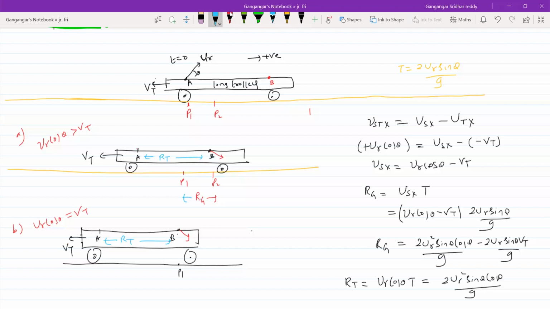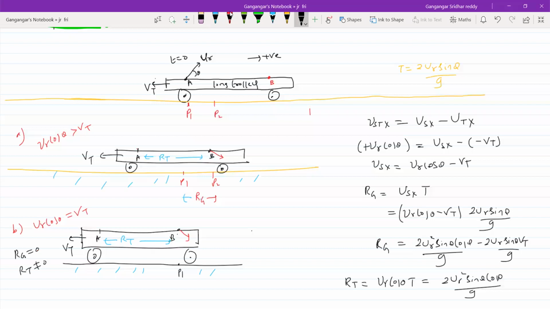Now, where is the point of projection? From the ground, P1, and the point of striking with respect to ground will be at P1 only. So therefore, what will happen to range with respect to ground? You have to call that 0. When will that happen? When ur cos theta equals Vt. So here we'll put it: range with respect to ground will be 0. Range with respect to trolley should be non-zero.